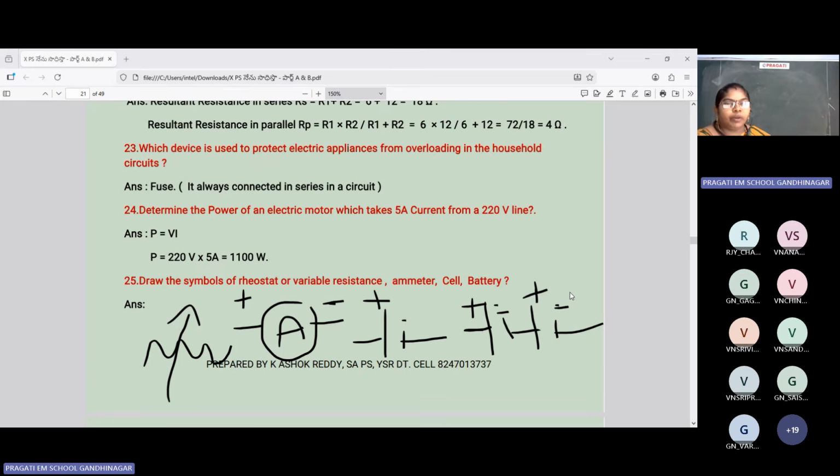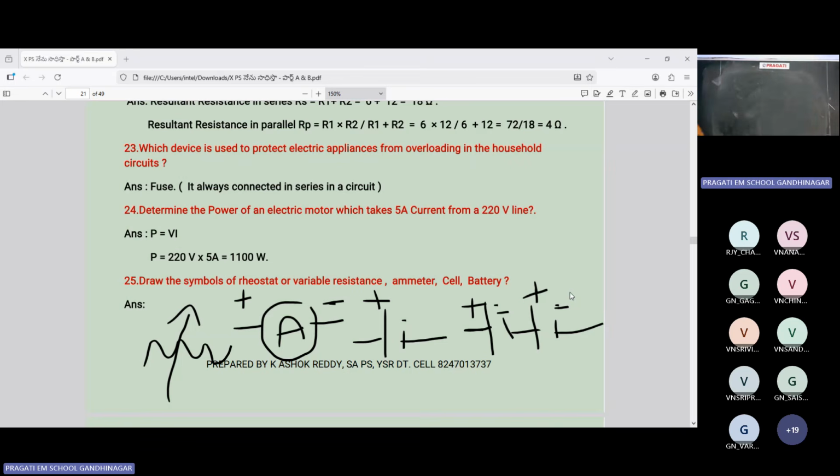Here, determine the power of an electric motor. Fuse is always connected in a dash combination in the circuit. Series combination. Okay. Determine the power of an electric motor which takes 5 amperes current from a 220 volt line.